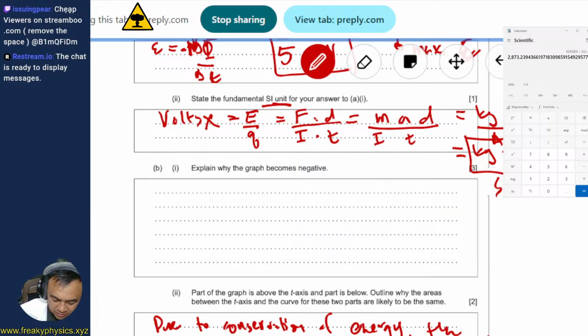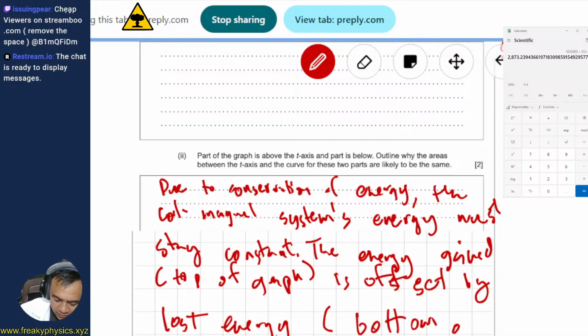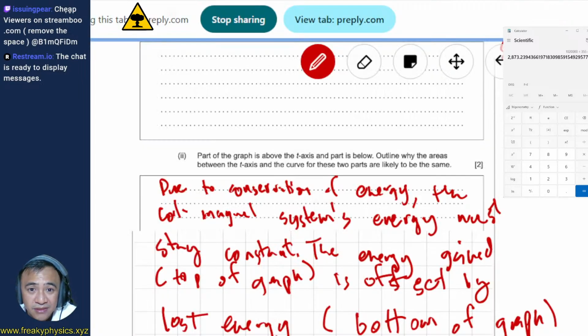Energy gained, top of graph, is offset by energy loss, bottom of graph. So let's just write that there. All right, there we go. So is that clear? Yes. All right. Is there any other question that I need to do?